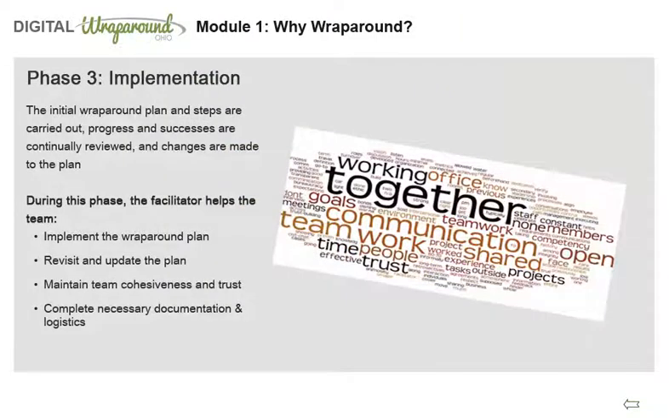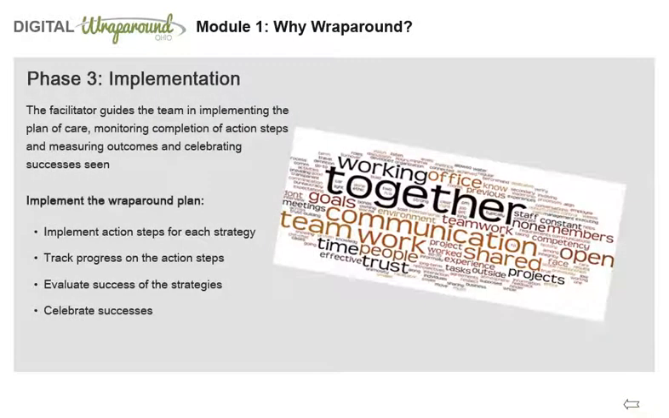Phase 3, implementation. During this phase, the initial wraparound plan and steps are carried out. Progress and successes are continually reviewed, and changes are made to the plan and then implemented, all while maintaining or building team cohesiveness and mutual respect. The activities of this phase are repeated until the team's mission is achieved and formal wraparound is no longer needed. During this phase, the facilitator helps the team implement the wraparound plan, revisit and update the plan, maintain and build team cohesiveness and trust, and complete necessary documentation and logistics.